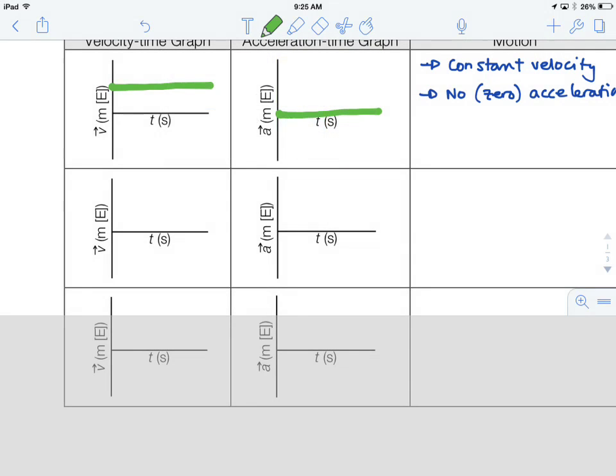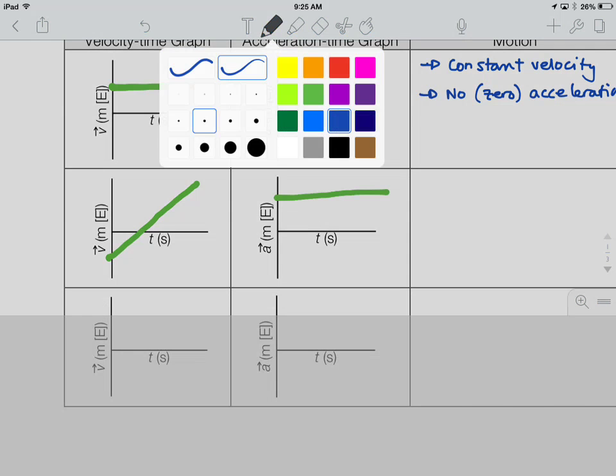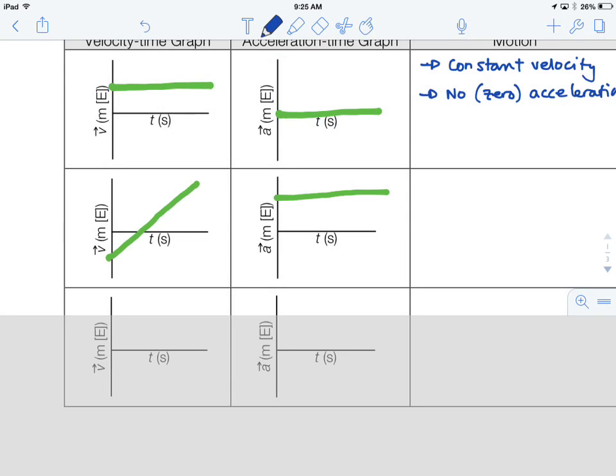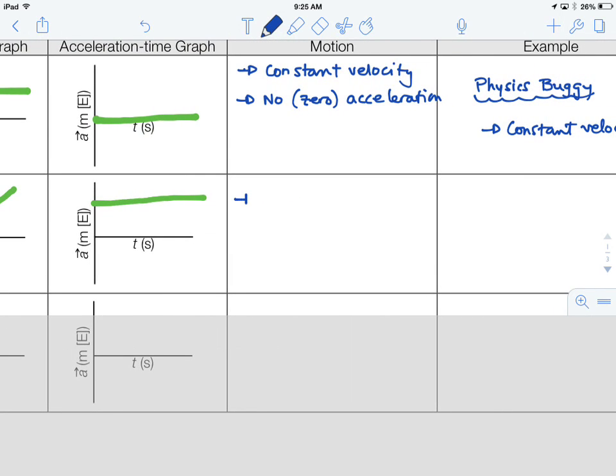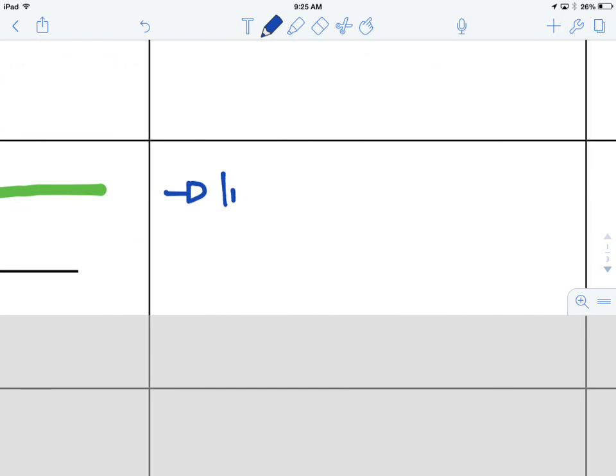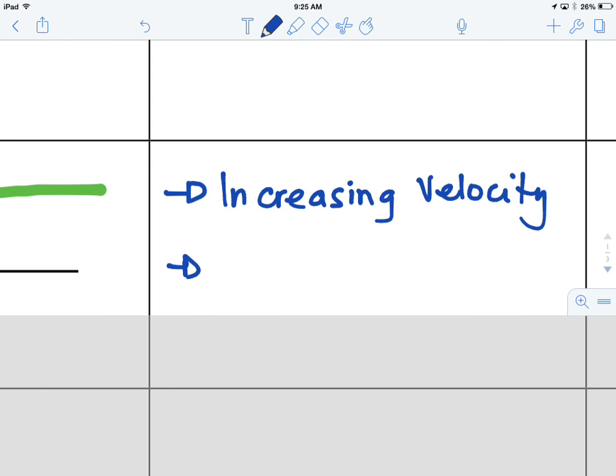Let's look at a VT graph that's increasing, right? So we've got a positive slope in this case, so that means our acceleration time graph will be positive. And what this means for us then is that we've got an increasing velocity, and this is a positive acceleration.